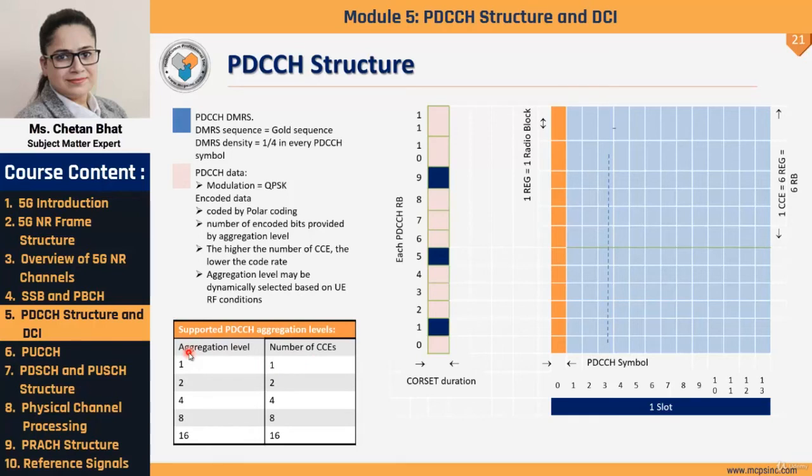And what is 1 CCE? 1 CCE is 6 REGs, and depending upon that we can calculate the number of REs, and depending upon the number of REs and the modulation, which is QPSK for PDCCH, we get the number of bits.